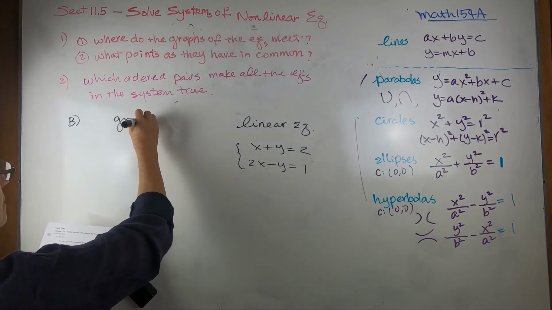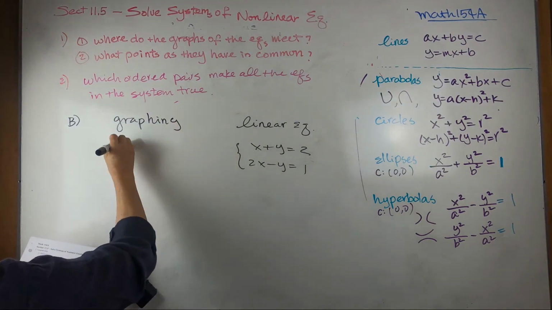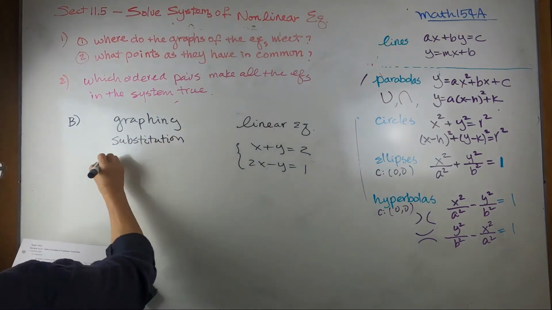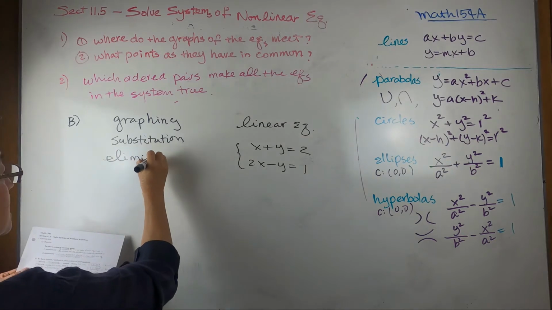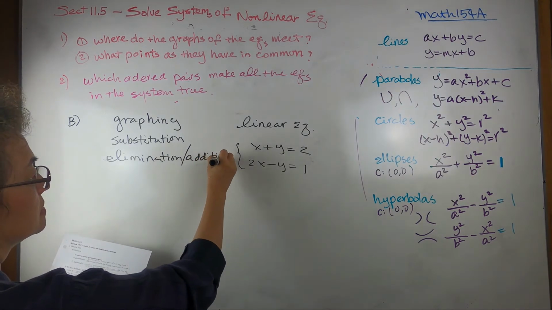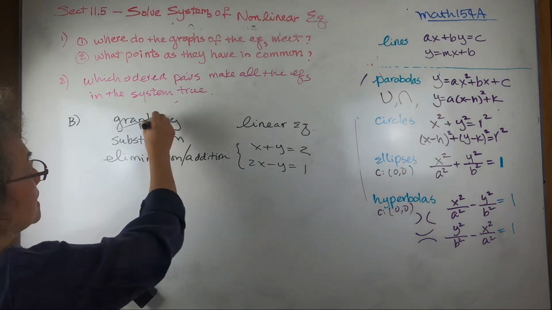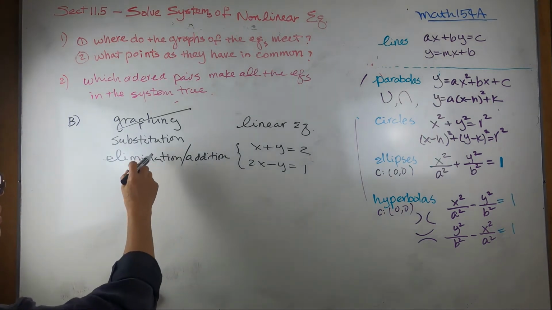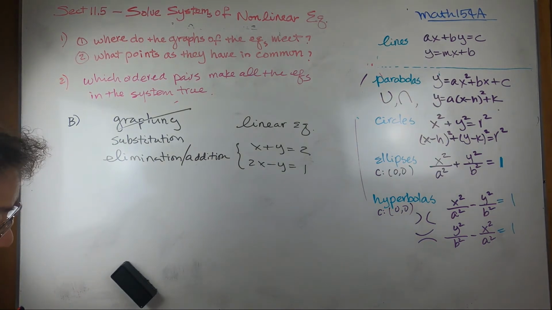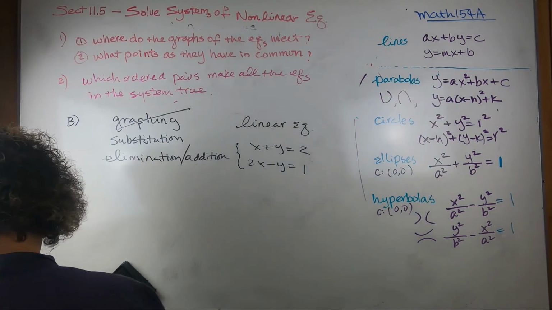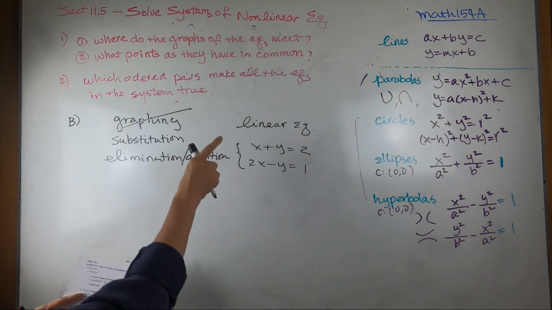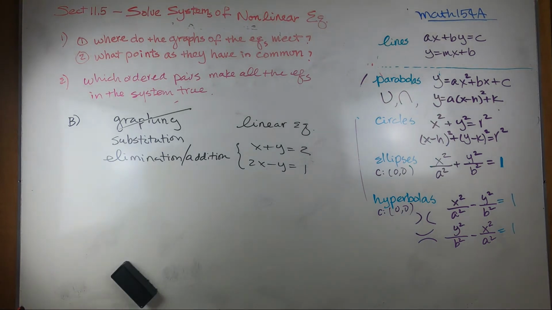Graphing, right? Another one we use is substitution. Then another one we use is elimination or addition method. Okay, graphing is not too reliable, so usually we just use substitution and elimination. So let's see some examples of how we are going to use these methods to solve it.